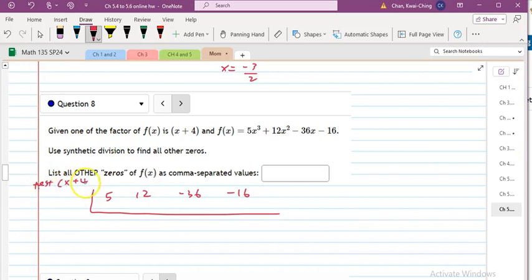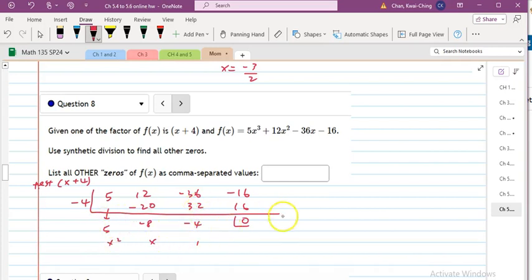Negative 4 times 5 is negative 20. Add them, there will be negative 8. Negative 8 times negative 4 is 32 positive. Add them, it is negative 4. Negative 4 times negative 4 is 16, so the remainder is 0. And this is the 1x squared. This is the other factor.